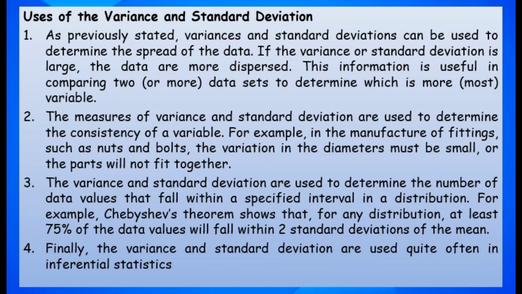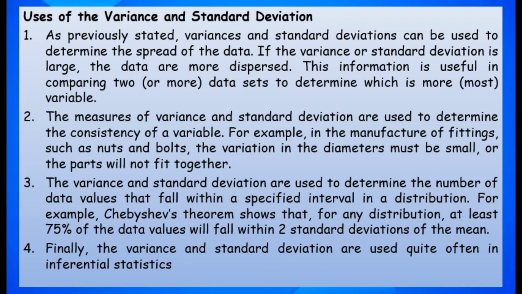Uses of the variance and standard deviation. As previously stated, variance and standard deviation can be used to determine the spread of the data. If the variance or standard deviation is large, the data are more dispersed. This information is useful in comparing two or more data sets to determine which is more or most variable. The measures of variance and standard deviation are used to determine the consistency of a variable. For example, in the manufacture of fittings such as nuts and bolts, the variation in the diameters must be small, or the parts will not fit together.